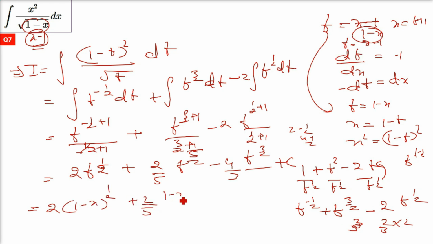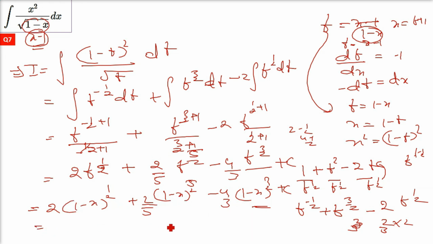So what we'll do is 2 times 1 minus x to the power half, 2 by 5 times 1 minus x to the power 5 by 2. I'm replacing t with 1 minus x first, and then we'll try to simplify it. Now what you see here is 1 minus x to the power half you can take common. And there is 2 also you can take common because 2, 2, 4 is already there. But before doing that, we'll take the LCM, and we'll take this 1 minus x to the power half as constant outside.